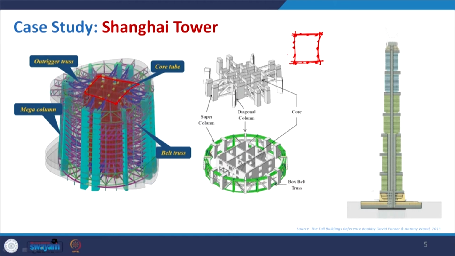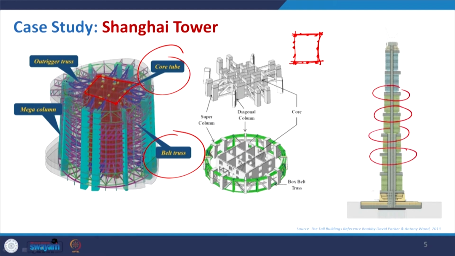Along with that, what they have used at different heights is the belt truss, and as external columns they have given some mega columns. Then at different heights, if you can see those portions, they have used outrigger trusses, which actually help to resist wind loads wherever the sections change.